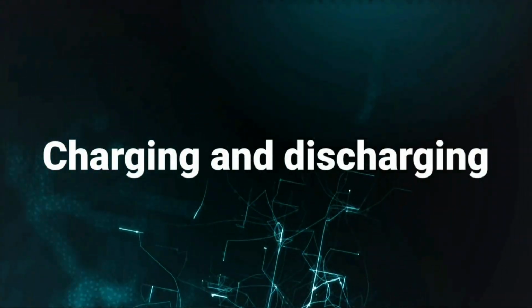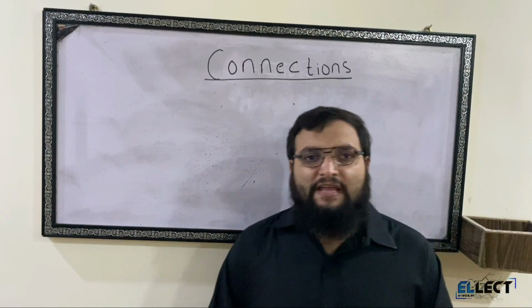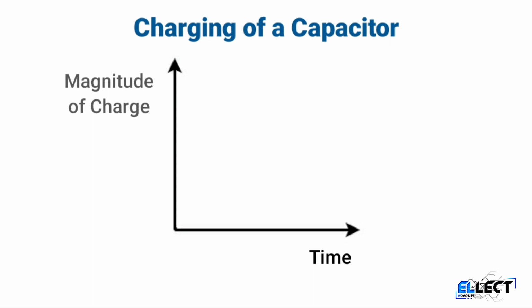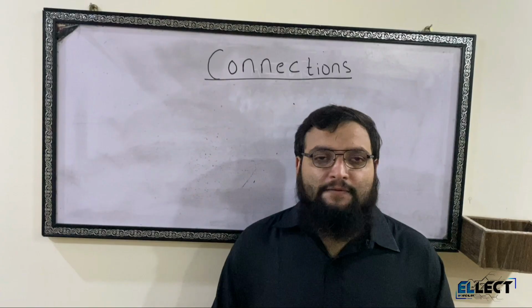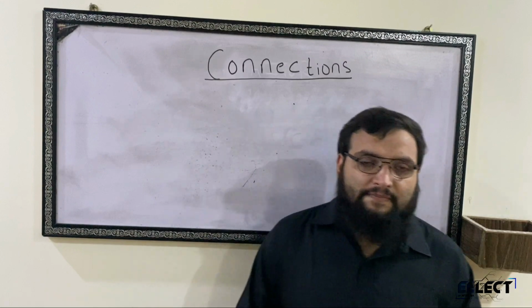Now, charging and discharging of a capacitor. The graph of charging of a capacitor is drawn with respect to time and the charge on the capacitor. You can see the graph is a curve which is going up, and at a certain point it shows how the charging is completed, where you can see the fully charged dotted line. When the charge is going up with respect to time, it is the charging of a capacitor.